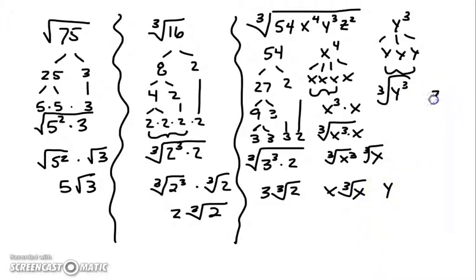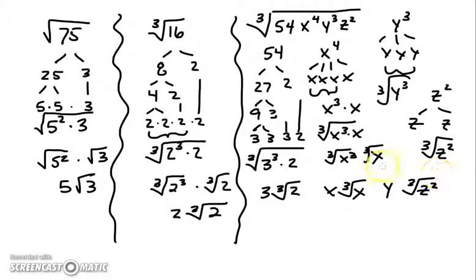Then if we look at our z squared, that's just z times z, which is just z squared. And if we go to look, I have a 2 here, but a 3 here. They don't match. It's not going to cancel, so we can't do anything with it. We're left with just the third root of z squared.